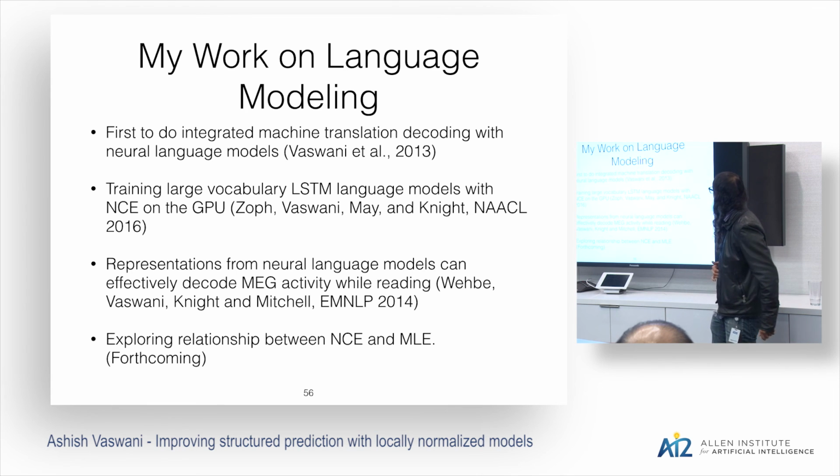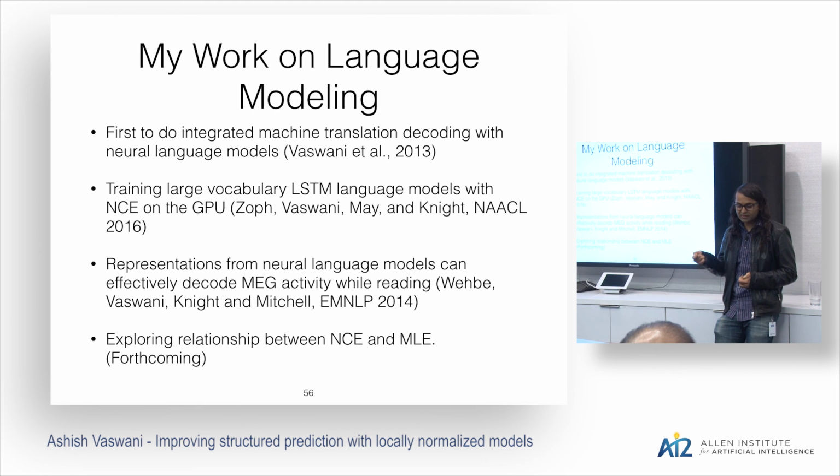Yeah, so the other strand of work that I've done is on neural language models. I mentioned that I used the noise contrastive estimation approach. We were the first to do integrated machine translation decoding, where we added neural language models inside the decoder. The difficulty there is that computing the softmax is super expensive, because you can't normalize over 1 million items. So we trained models with noise contrastive estimation that were self-normalized. That is, the normalization constant was very close to 1, so we didn't have to compute it. We could talk about it later if people are interested.